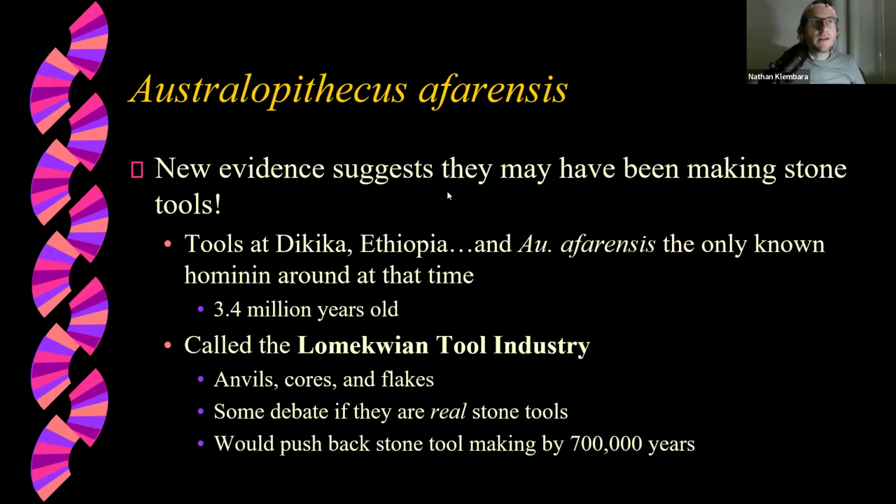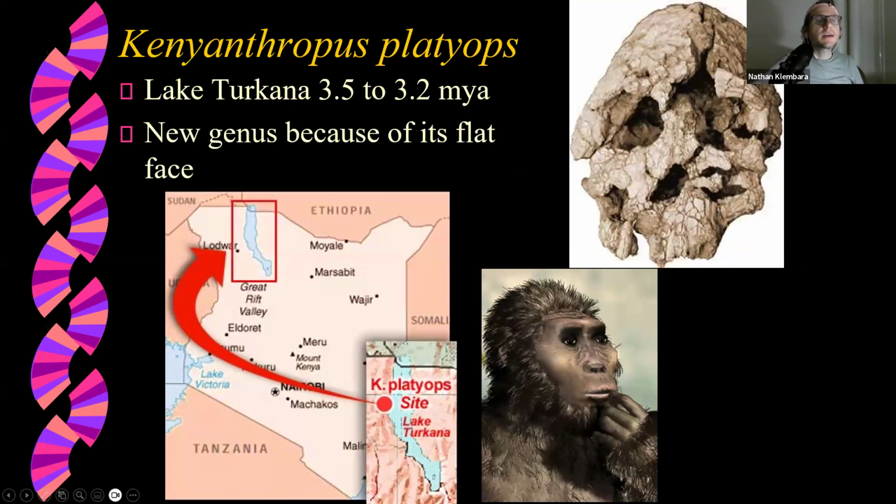All right. So now that we finished Australopithecus afarensis in part one, we are ready to move on to the next major species, which is Kenyanthropus platyops. Now, as you can tell from the name, it's technically in a different genus, Kenyanthropus, instead of Australopithecus, but I'll explain why I'm talking about it here.